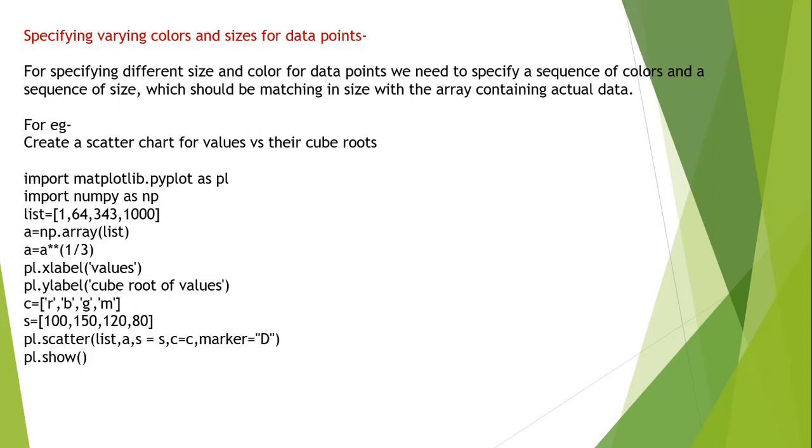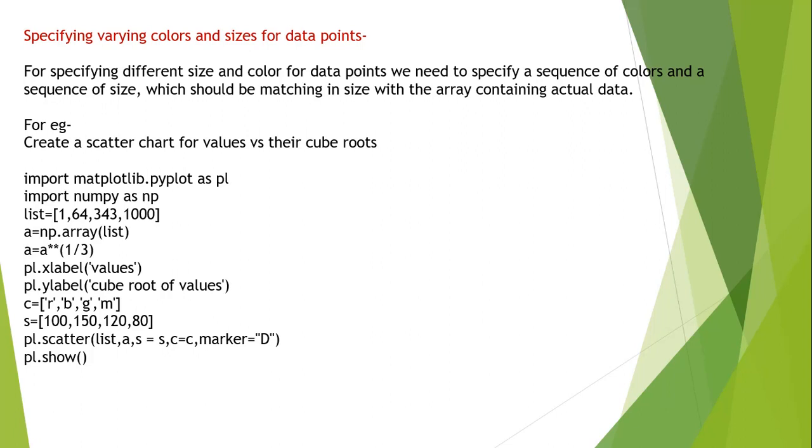And similarly C is equal to C is given here. Why? Because C is used for the color, and here C is also the array of the colors, so we have given C is equal to C. Now don't be confused with this S is equal to S and C is equal to C, since here we are using the colors array as C and the size array as S. So here we have mentioned S is equal to S and C is equal to C.